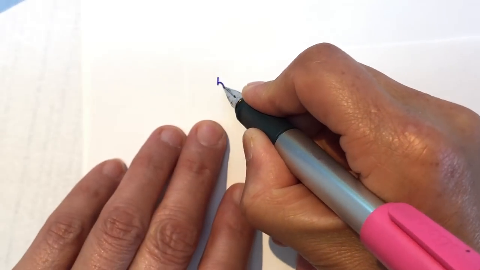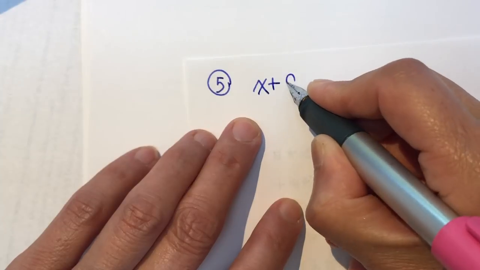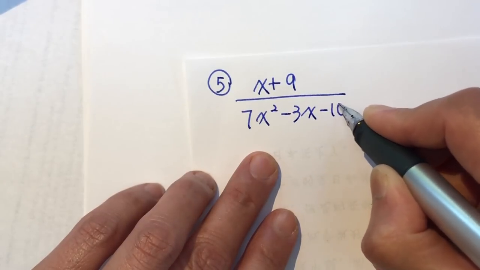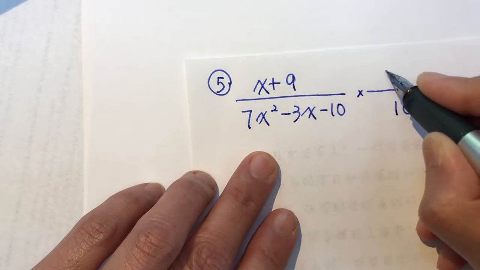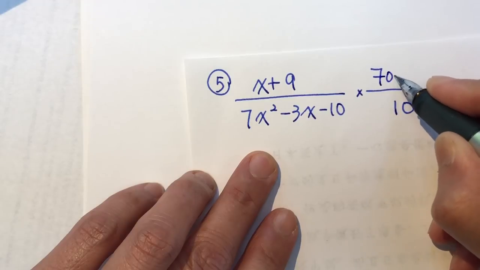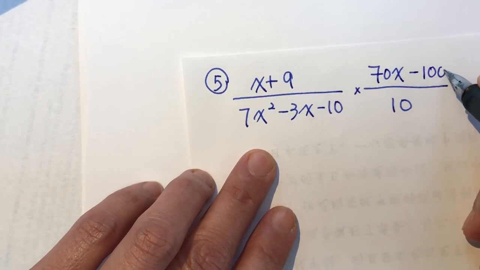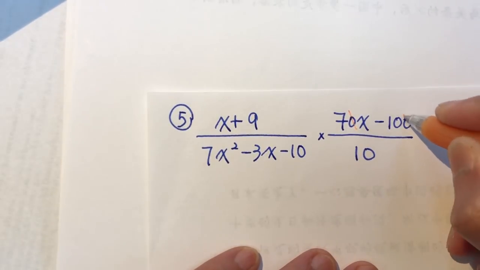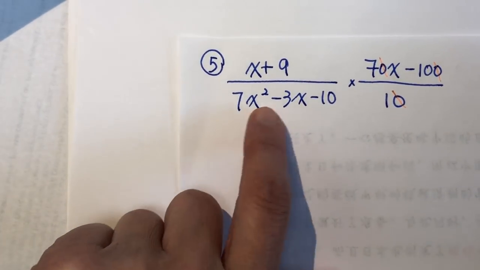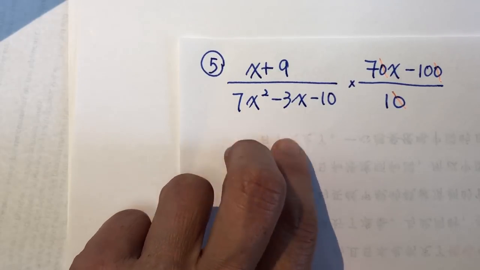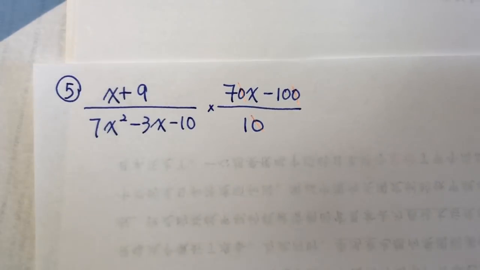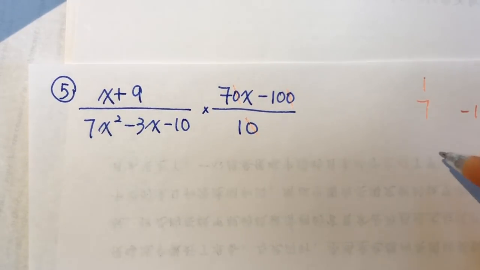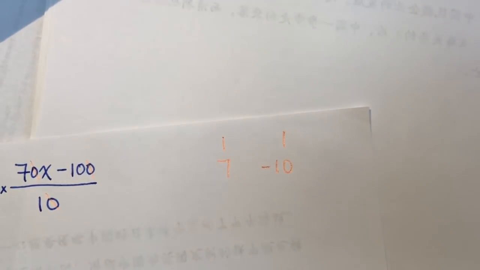Okay. Question number 5, x plus 9 over 7x squared minus 3x minus 10 times 10 as denominator, 70x minus 100. Okay. So 7 has a 0, this one has a 0, so we can just cross out the 0, becomes easier. And 7, 3, there is something interesting, the number is 10, and here is a 10, let's do 1, 7, 1, 10, and negative. So we can factor it, actually.